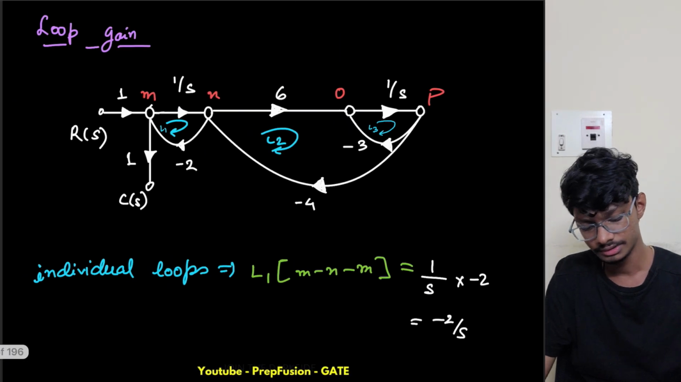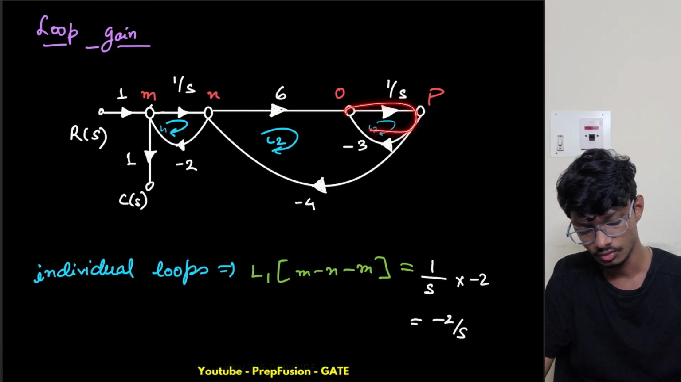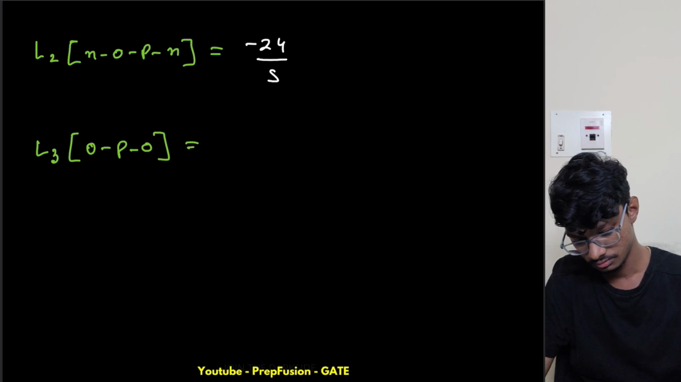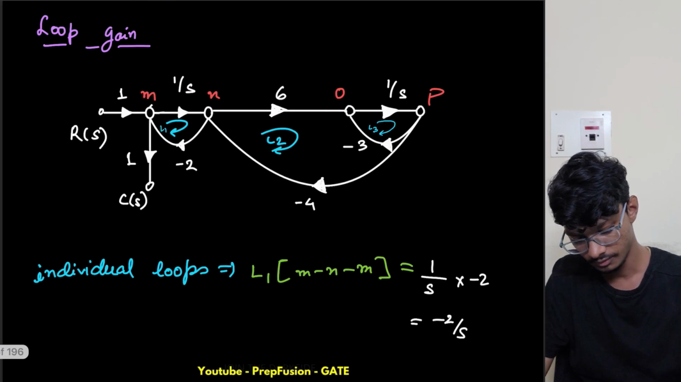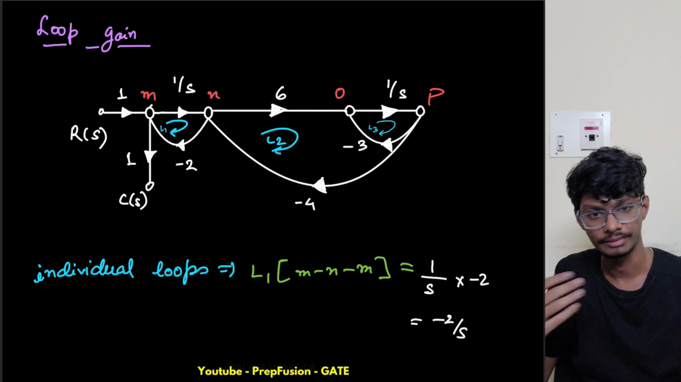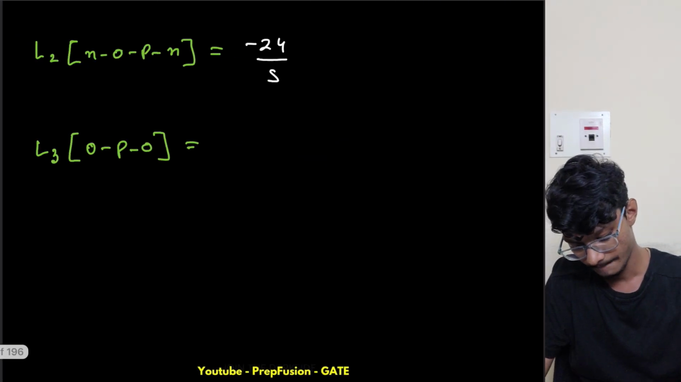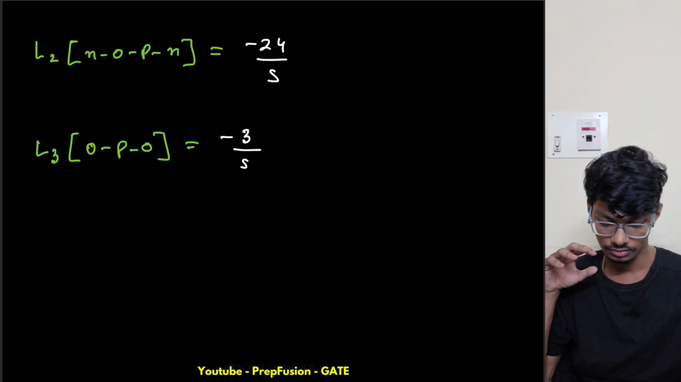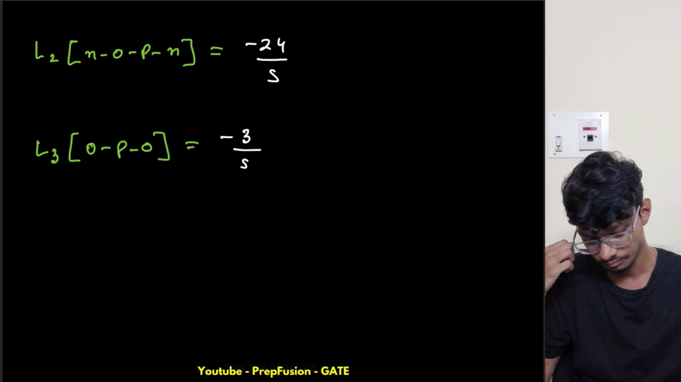L3 is going from here to here, right? O, P and O. So the value of L3 is 1 by S times minus 3. So it is minus 3 by S. Okay, so this is basically L3.